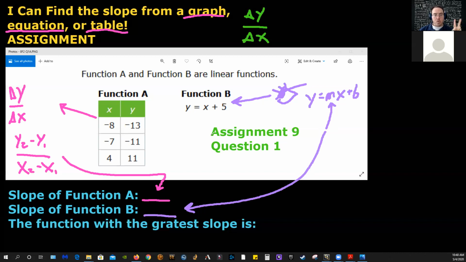Now, once you have those two things, once you have the slope of function A and the slope of function B, the answer for this third part, the function with the greatest slope, you're either going to say A or it's going to be B. Whichever one has the greatest slope. So once you have the pink and purple answers, you just have to declare whichever one is the biggest. That's it. So your answer for the function with the greatest slope, for all 6 problems, is either going to be function A or function B.